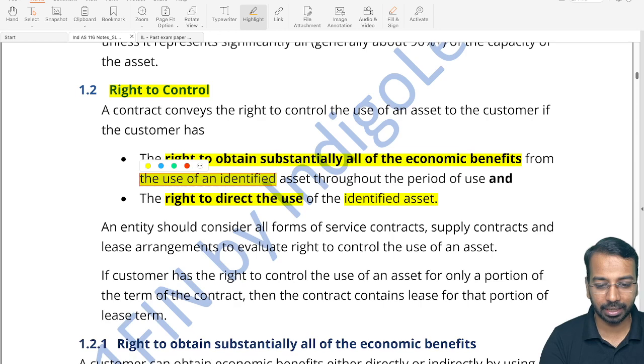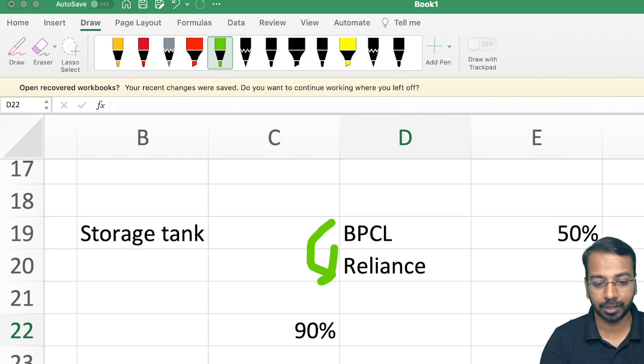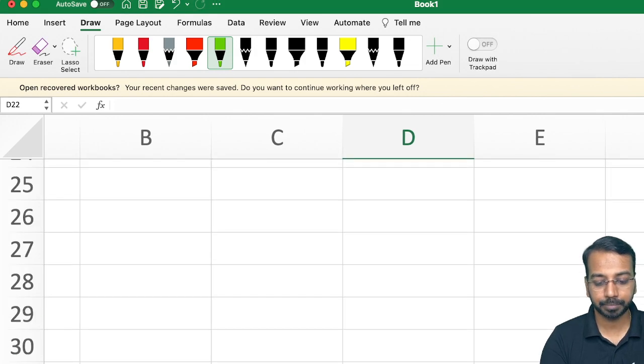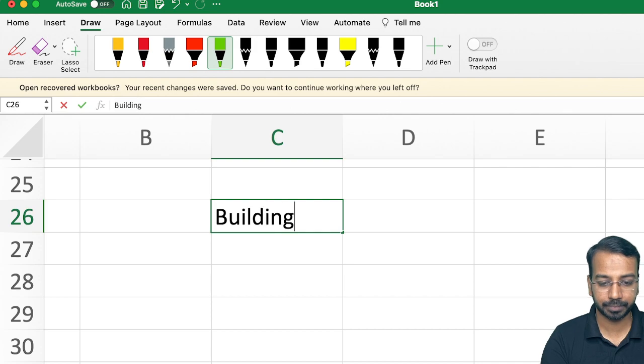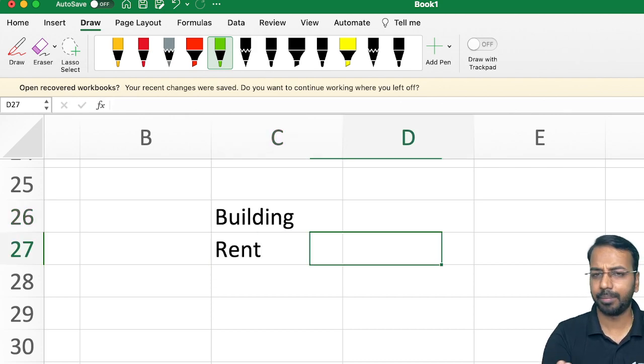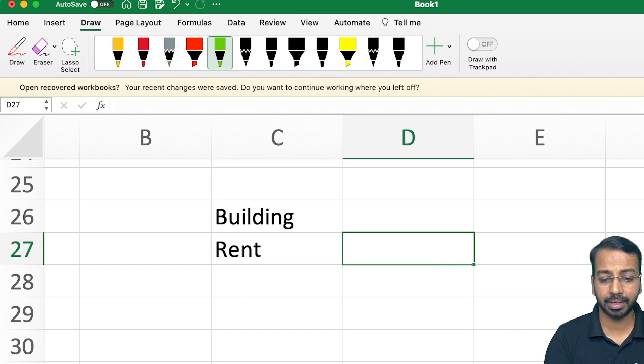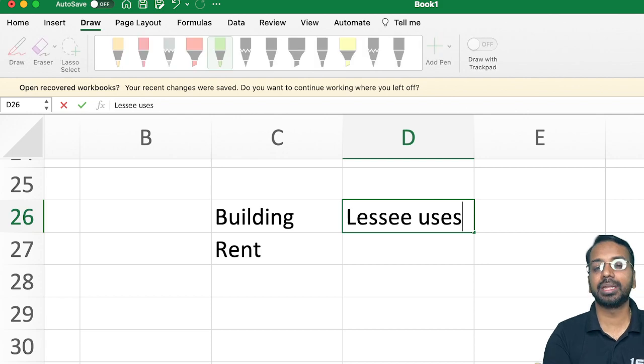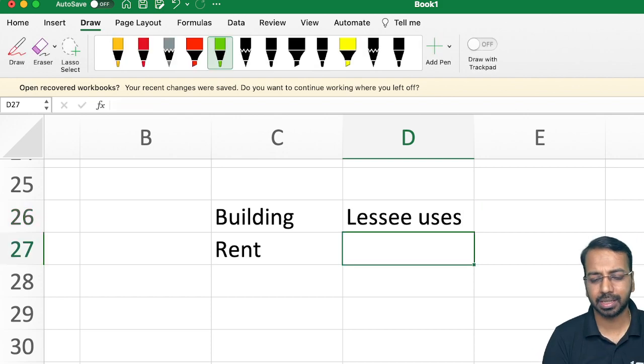Now here I would like to add one example, because this is a place where you need absolute conceptual clarity. Say, for example, there is a building. For using the building, we pay rent. The lessee pays the lessor the rent. Who uses the building? The lessee uses the building. What will the lessee do? The lessee will carry out his or her business.